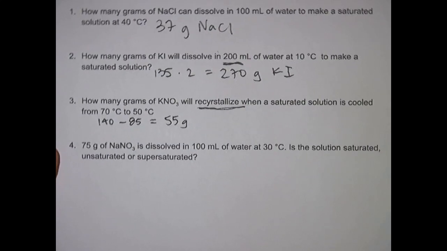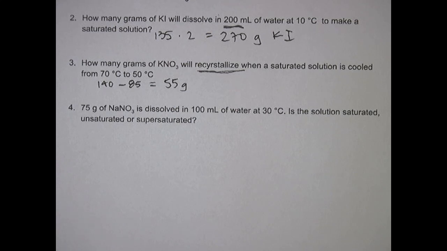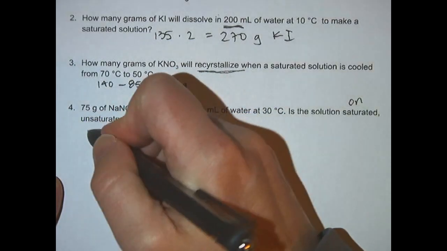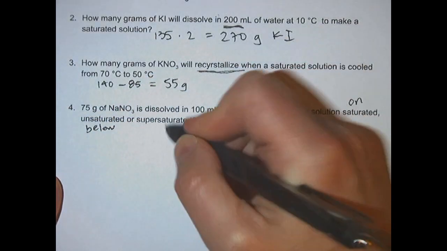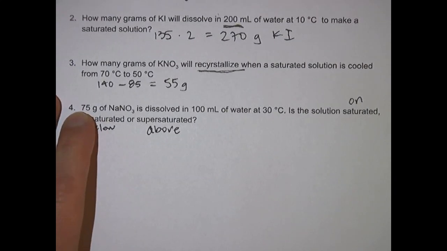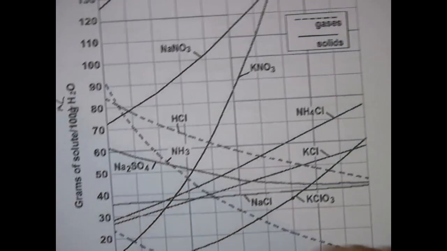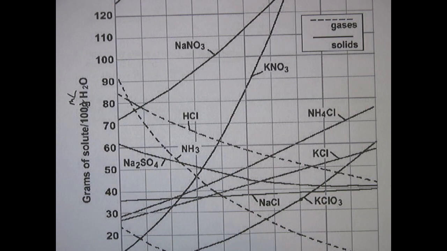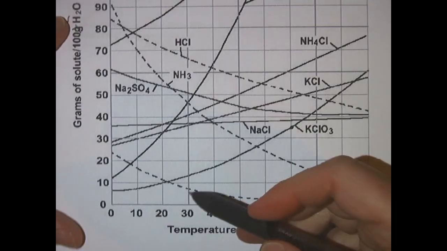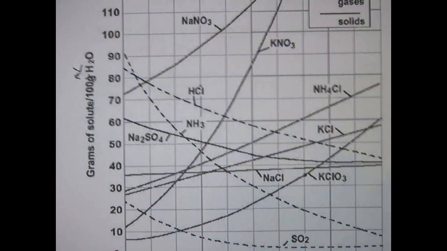And then finally, maybe the easiest kind of question is the one where it gives you a point on the graph, and you just say, is the solution saturated, unsaturated, or supersaturated? Remember, saturated is on the line, unsaturated is below the line, and supersaturated is above it. That's important. So we're going to go to 75 grams of sodium nitrate at 30 degrees Celsius. Let's go to 30 degrees Celsius first, and then up to 75. 30 here. Follow it up to 75. So this is the point I'm looking at.